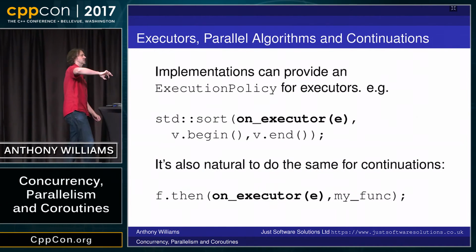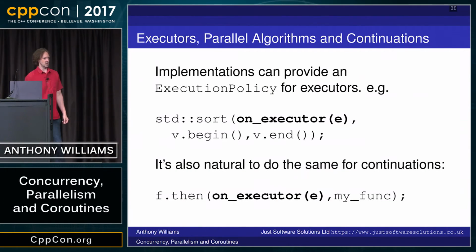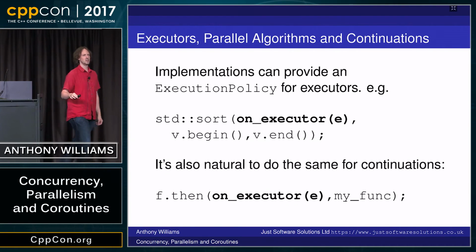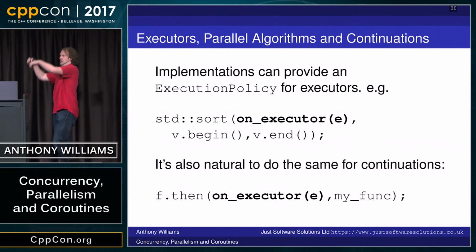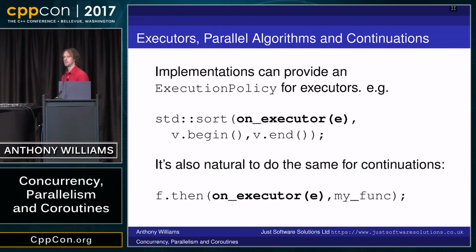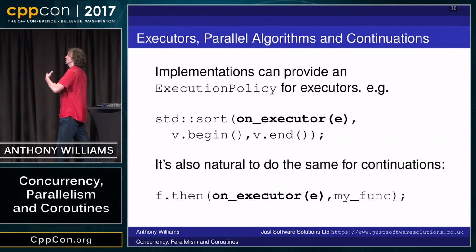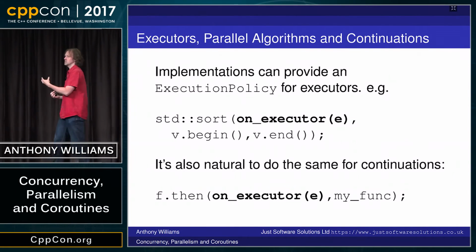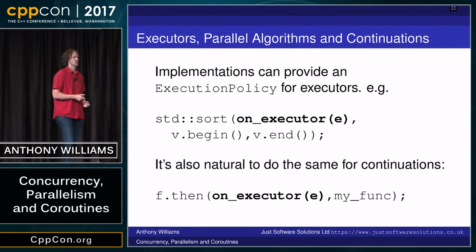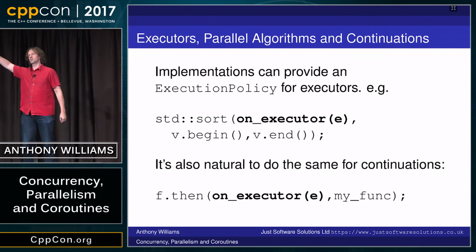This can then interact with the parallel algorithms, because you can provide a custom execution policy that says, spawn the tasks for this parallel execution on my executor. It's also natural to think that you can do the same with the concurrency TS continuations. So I want to call this continuation and do it on an executor.